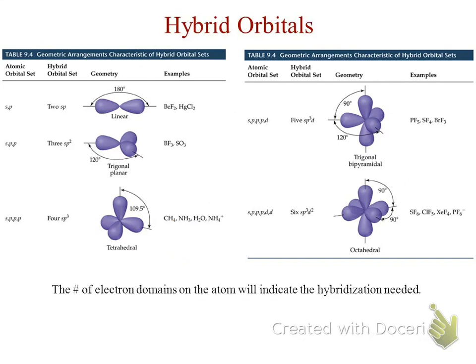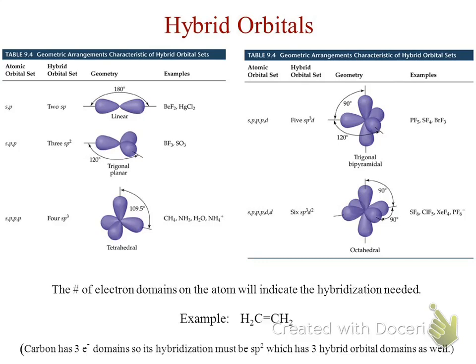Now, the number of electron domains on the atom will indicate the hybridization needed. So again, look at what it's connected to. Look at how many lone pairs are actually there. That's going to help you determine which of the orbitals are used and how many hybridized orbitals there will be. Quick example, if we're looking at CH2 with a double bond, or ethylene, each carbon has 3 electron domains, so its hybridization must be sp2 with 3 hybrid orbitals as well. And so that's what you're seeing for each individual carbon.